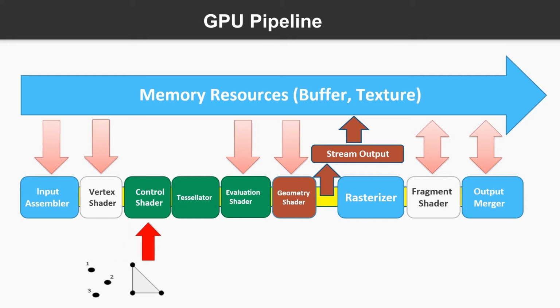The tessellation shaders allow you to subdivide geometry based on certain rules to increase the mesh quality. The geometry shader runs on every primitive, triangle, line, point, and can discard primitives or append more primitives. However, because of poor performance, it is not used very much.